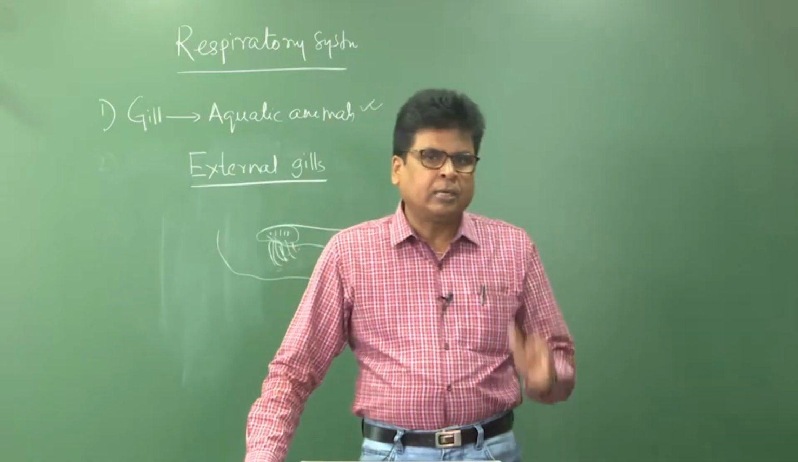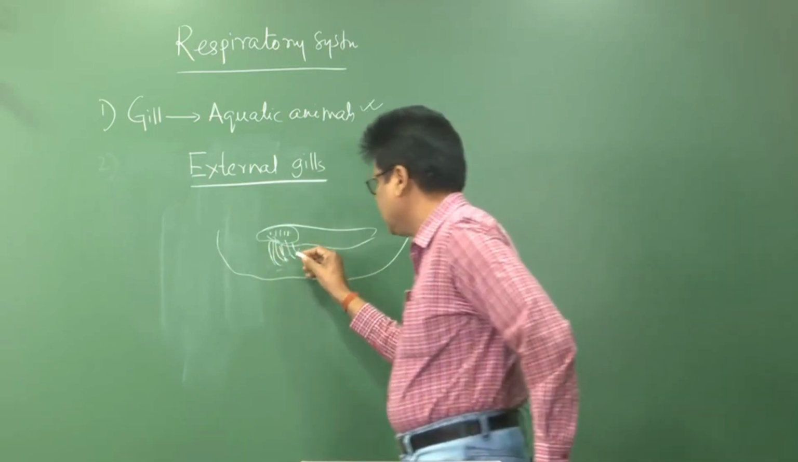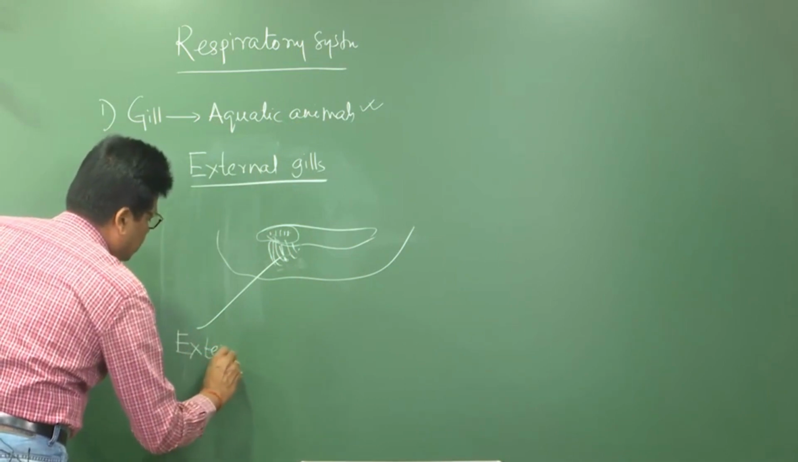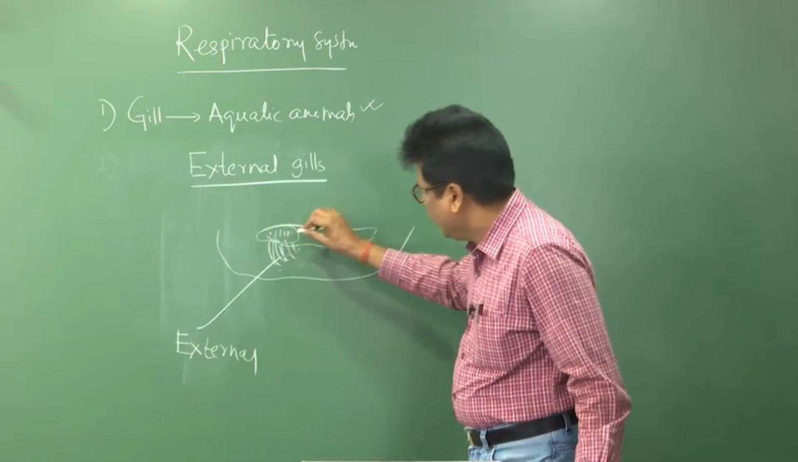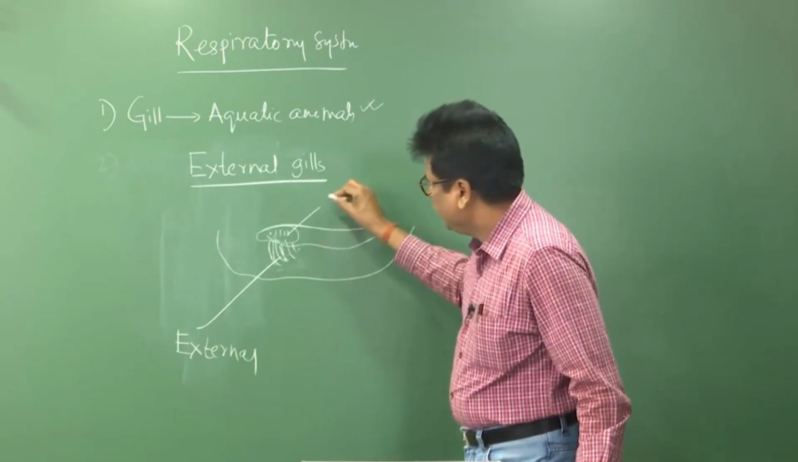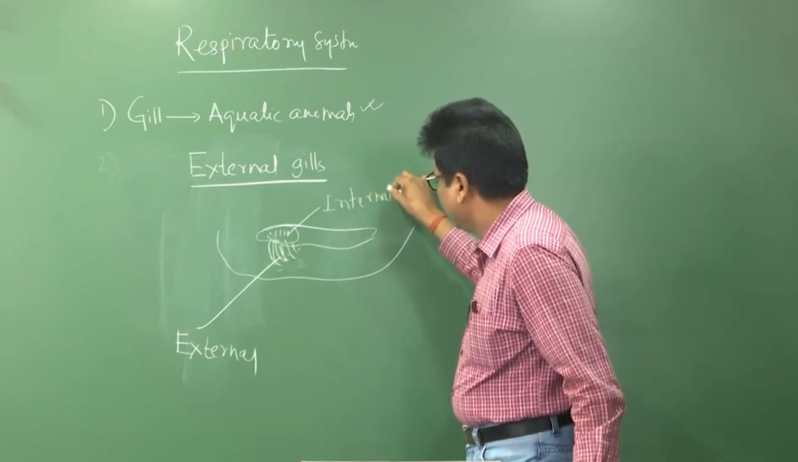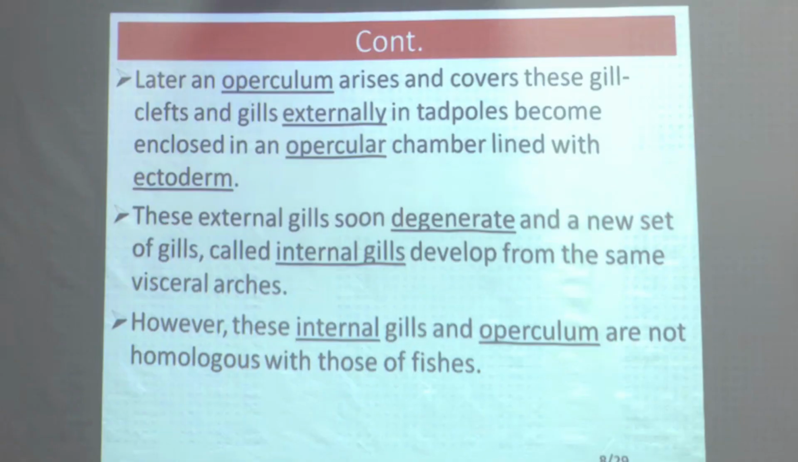So, you just imagine. First of all, from the visceral arches, the external gills are developed, but immediately this is closed by the operculum, and from these visceral arches again internal gills are developed. So, first external, then internal gills develop. These external gills are soon degenerated and a new set of gills, called internal gills, develop from the same visceral arches.